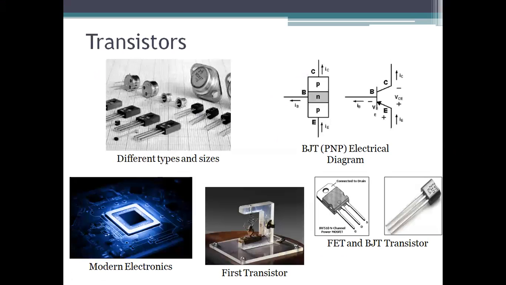See here I'm showing a number of sizes, the variation of the sizes. See this picture, it looks like different sizes. The transistor has different sizes. Transistors generally have BJT types and FET types. I have also given the symbolic representation clearly.